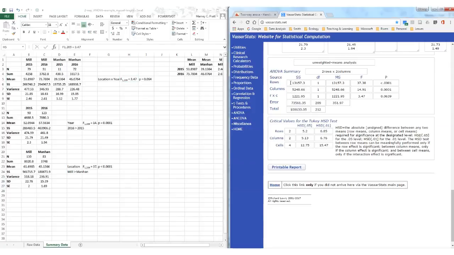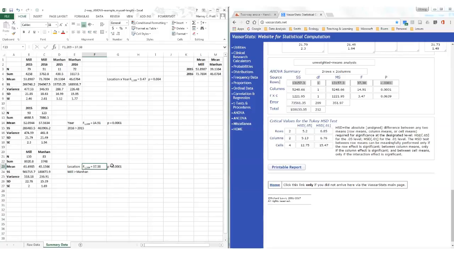So this row here is location. So we have F sub 1 comma 2009, and then I've given, oops, you can't see it, I've given the actual F value, which is 37.38. So that's our F value with our degrees of freedom, and that's how it's commonly given. You'll see that in pretty much every published paper. The F value and then the degrees of freedom are given as a subscript with a comma between them, numerator first, denominator second. And then you give the p-value.